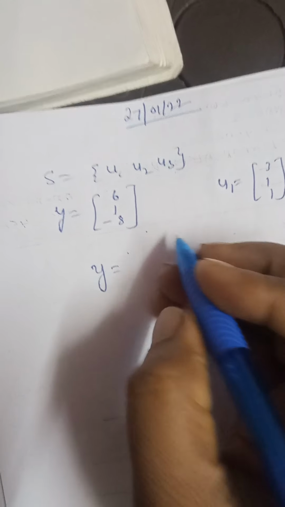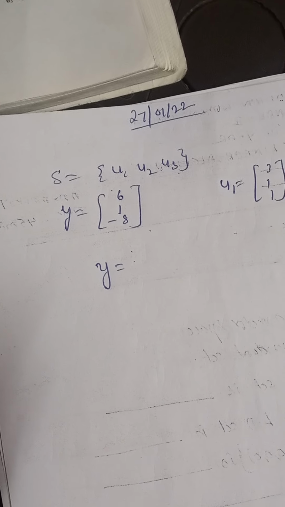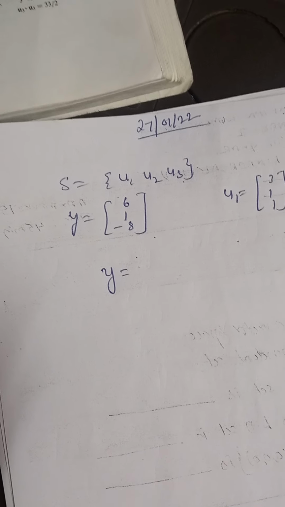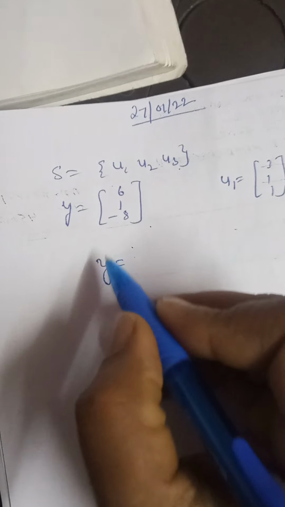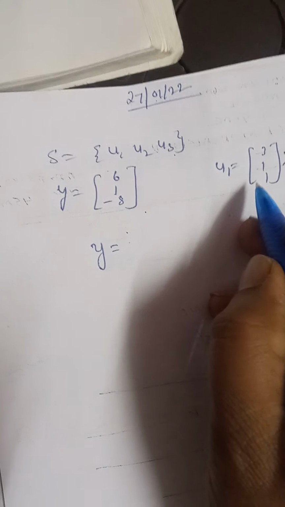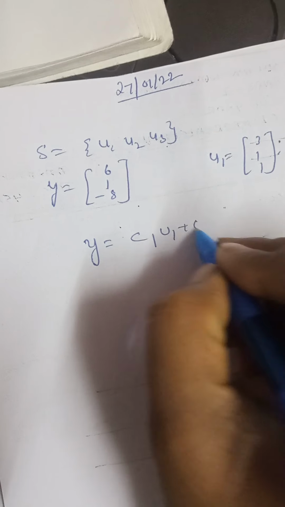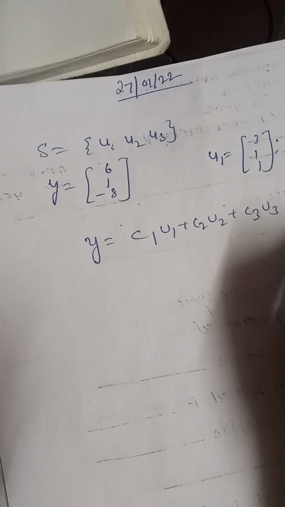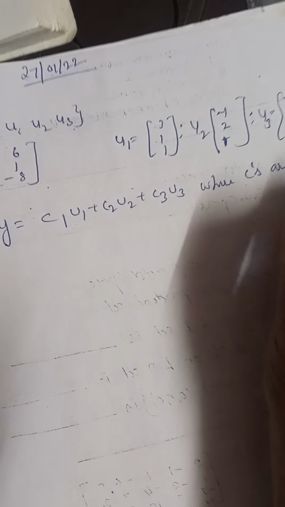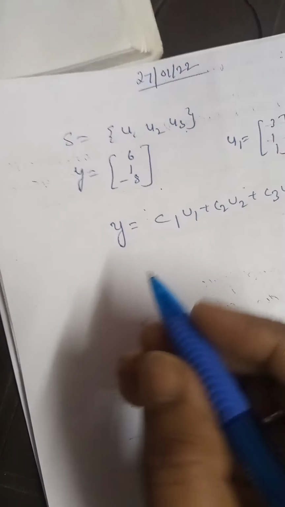Linear combination, do you know this one? No? What do you mean by linear combination? The vectors are multiplied by scalars and then summed. The sum of the products of the scalars and vectors is called a linear combination. Now we have to express y as a linear combination of the vectors u1, u2, u3. Then y is equal to c1 u1 + c2 u2 + c3 u3, where the c's are scalars, right? This is a linear combination. We have to find c1, c2, c3. There are three scalars.